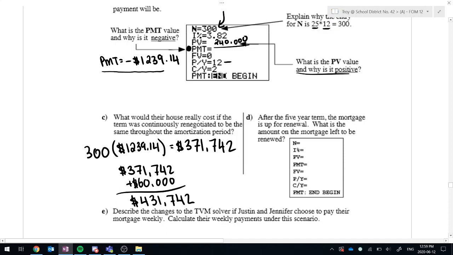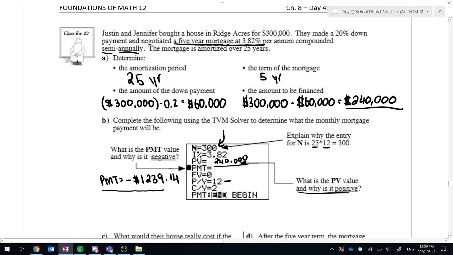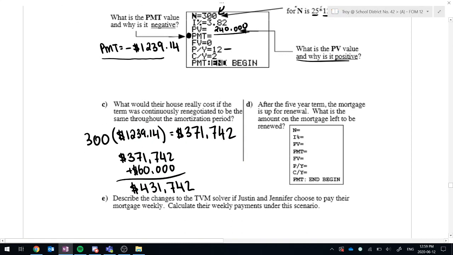Okay, so as you can see, the bank is making quite a bit of money in interest. It was a $300,000 home, but these two people paid $431,742 for it. So the interest is quite large, as far as just the raw number goes, for a mortgage. But it makes sense. These mortgages are quite lengthy. They go on for a long time. So it wouldn't be too hard to understand that the interest builds up quite a bit over that time.